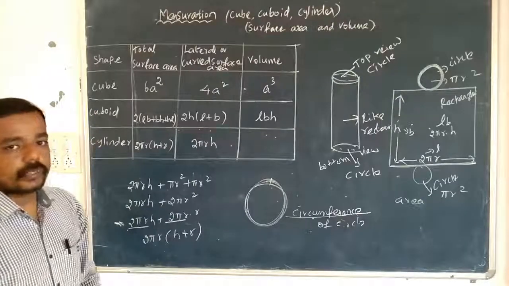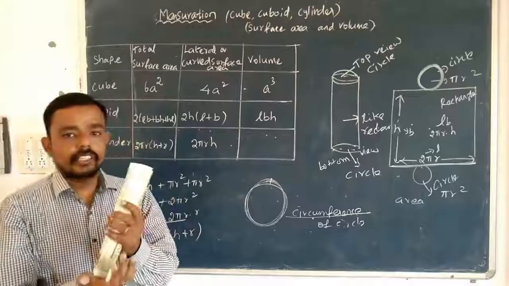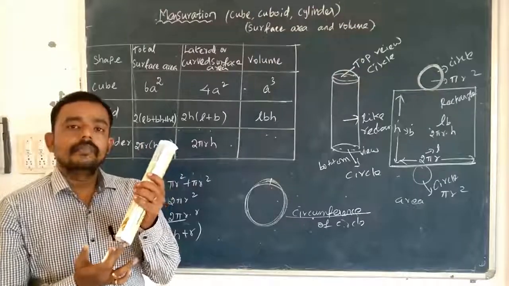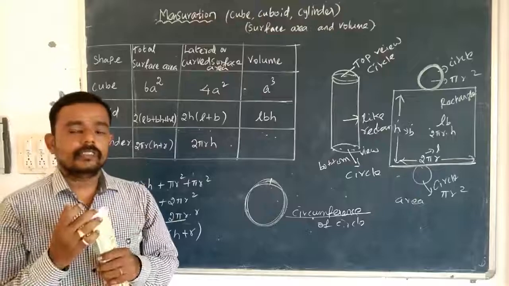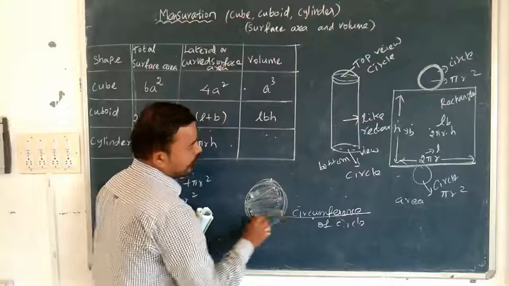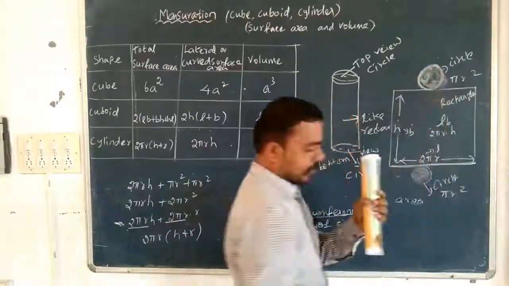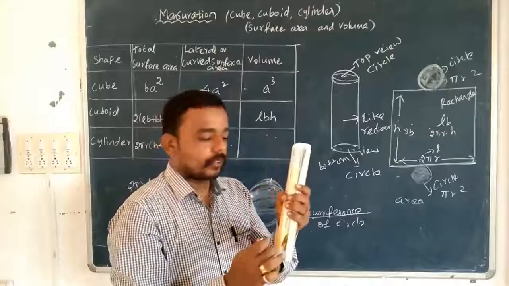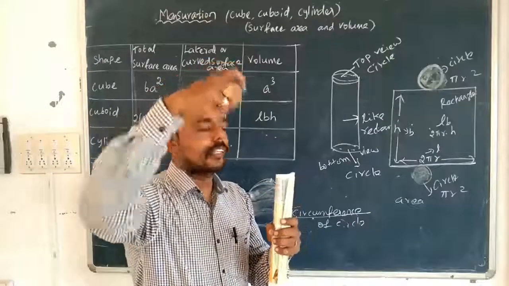And next one is a cylinder. In that cylinder we have a top and a bottom. In the bottom we have an area, that area is pi r square, into height. So we are going to consider all the parts in that circle, all the parts with the height. The area of the circle is pi r square, with the height, so totally it is pi r square into h.